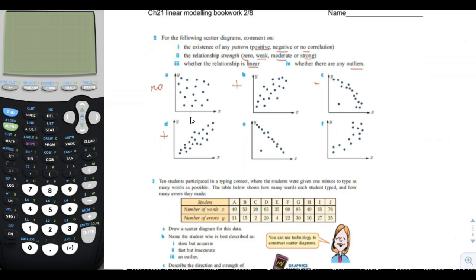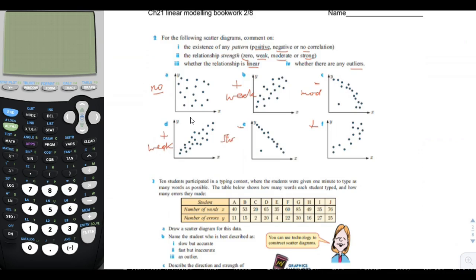This kind of goes up. This kind of goes down. This kind of goes up. Okay, next one it says the relationship strength, 0, weak, moderate, or strong. So if it's no correlation, we don't need to classify the relationship strength. There is no relationship. The next one looks like it's weak. The next one looks like maybe moderate. The next one looks kind of, I don't know, weak, I guess. We're not going to know for sure on these. We're kind of guessing. Moderate. Or strong. Might be strong. I'm going to write strong.